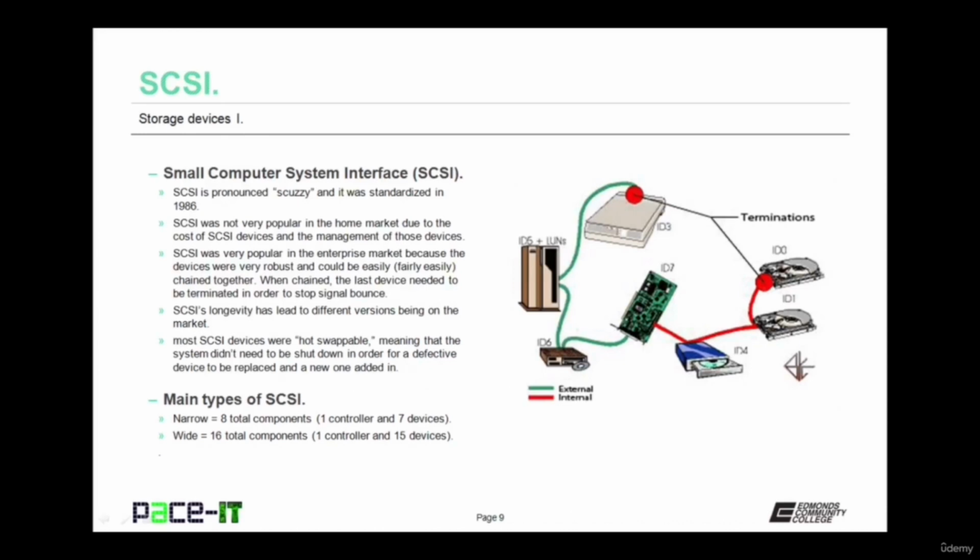Another thing that you need to know about SCSI devices is that many of them were hot swappable, meaning that the system didn't need to be shut down in order for a defective device to be replaced and or for a new device to be added into the chain. Now there are two main iterations of SCSI. There's narrow SCSI. That means 8 total components could be chained together, 1 controller and 7 devices. And then there's wide SCSI. That's where 16 total components could be chained together. Again, 1 controller and then 15 devices.